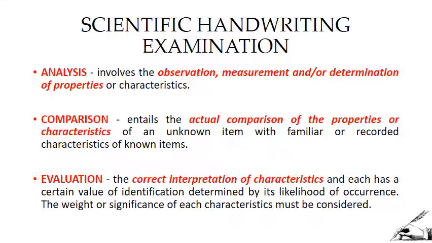Let us first discuss the scientific method we are about to use. This is the ACE method: analysis, comparison, and evaluation. These steps will guide us throughout our workshop. First, we analyze and observe different properties, characteristics, and measurements. Then we proceed to comparison of the properties and characteristics of the unknown item versus the known item. And lastly, we give an evaluation or the correct interpretation of characteristics, and the weight of significance of each characteristic must be considered.